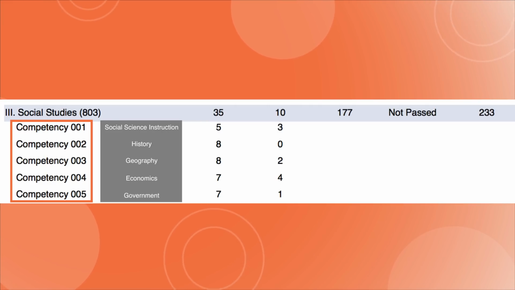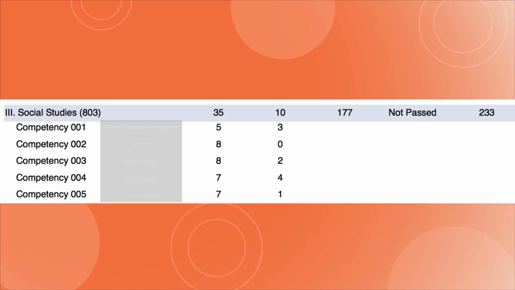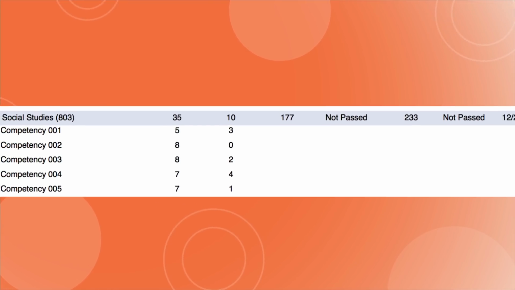Now based on the score report, the test taker seems to be scoring well in social science instruction and economics, but needs a lot of help in history, geography, and government. From this information, it would be best to focus on these 3 competencies. You can get more information specifically at what you should study in by reviewing the ETS preparation manual.